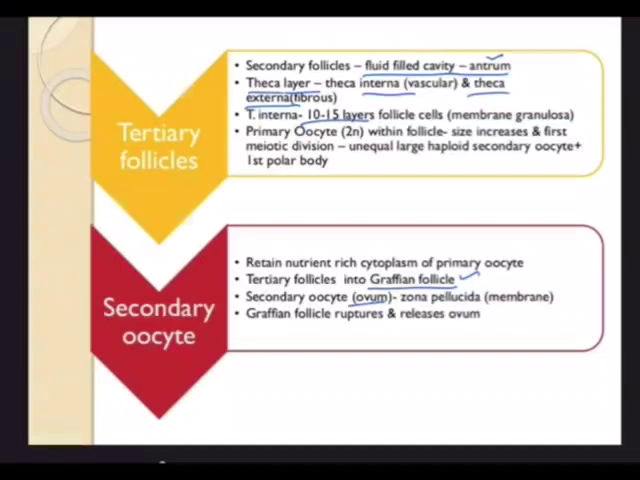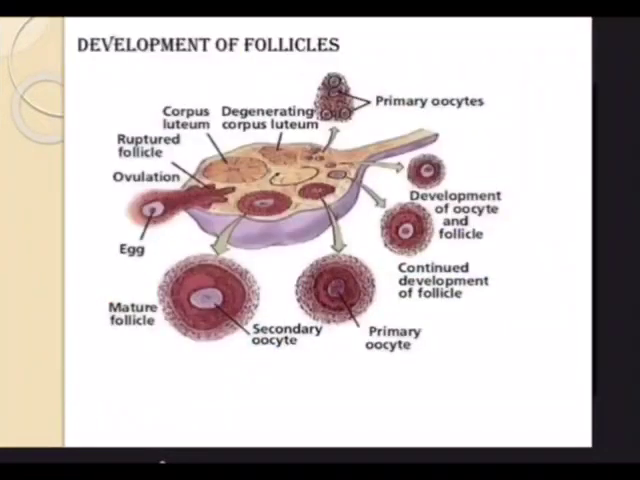The Graafian follicle ruptures and releases the ovum. Here we can see how this happens. This is a section of a functional ovary, and you can see the development right up to the release, ovulation. This is important: ovulation is the process of release of the functional ovum from the ovary to outside.